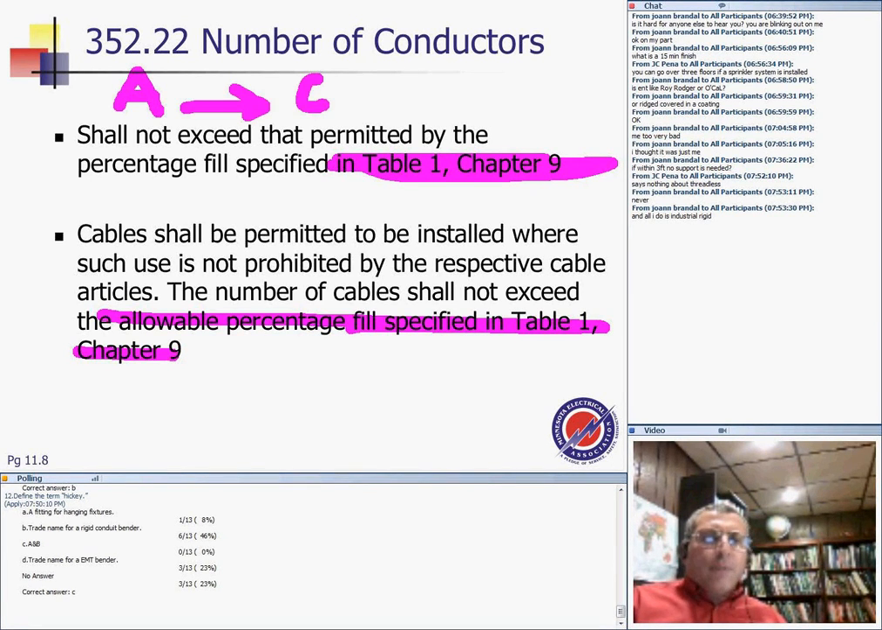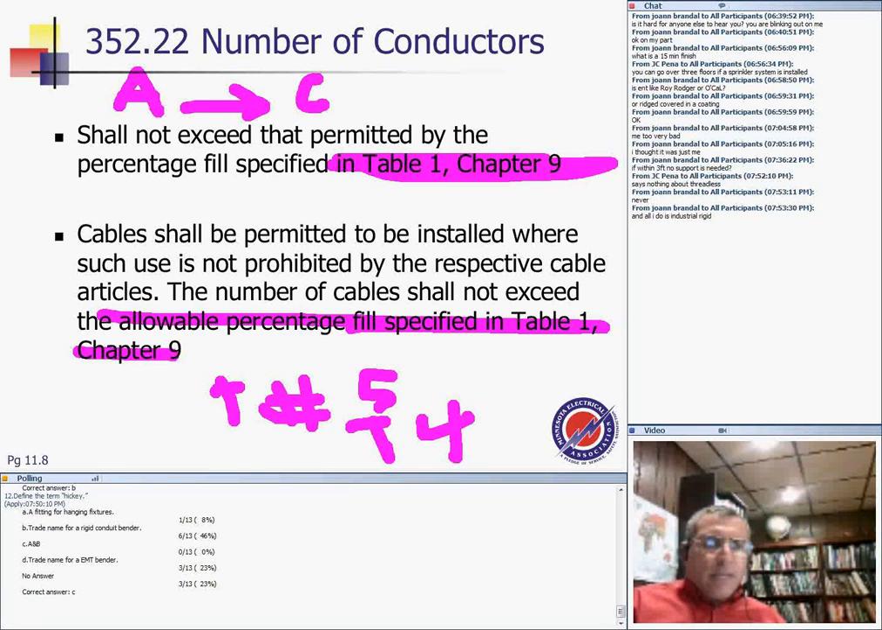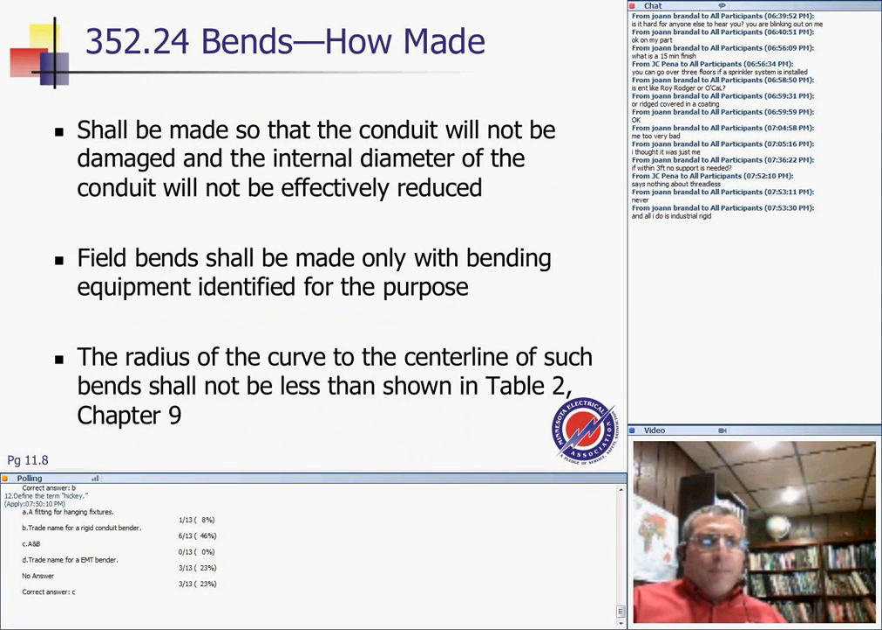NEC. If all conductors are the same size, type, and insulation. But if they are different, then you're going to go to table number 5 and table number 4, and these are in chapter 9. All this stuff is in chapter 9. And we'll be visiting these as we go through some calculations based on them.